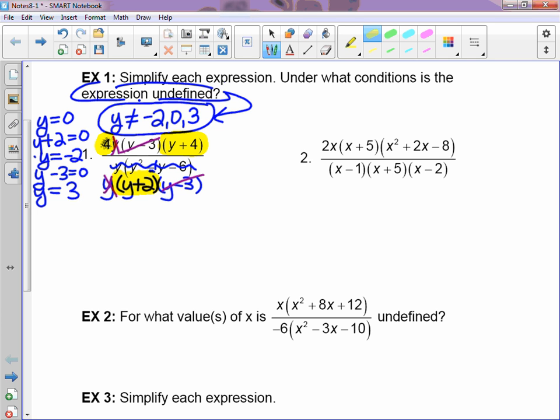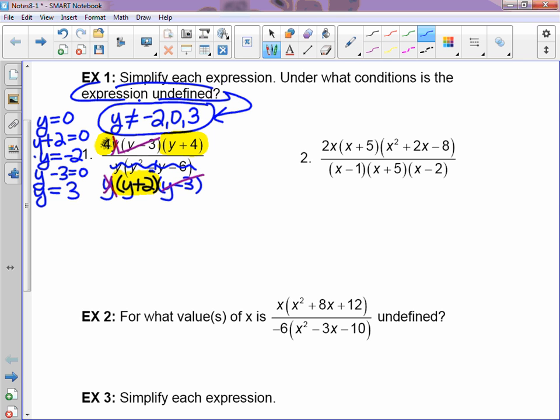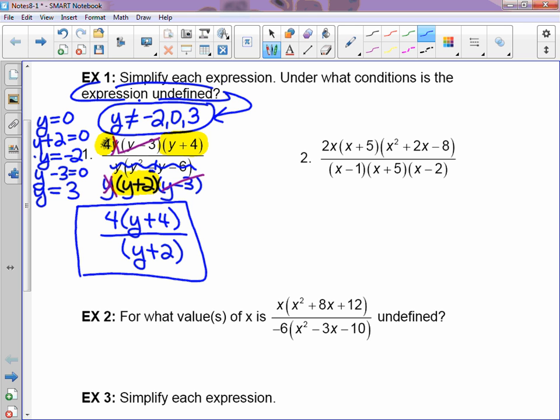Okay, so let's write what's left. So on top, 4 times y plus 4 in the numerator. Y plus 2. I believe that your book will want you to just keep it factored. Yeah, just keep it in that factor. Like you don't need to distribute through with the 4 in the numerator. Any questions?